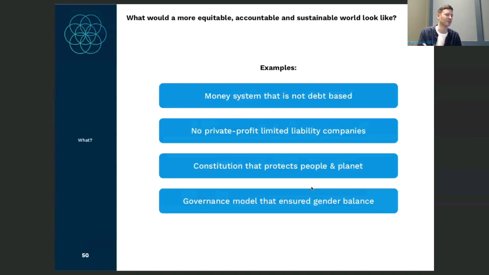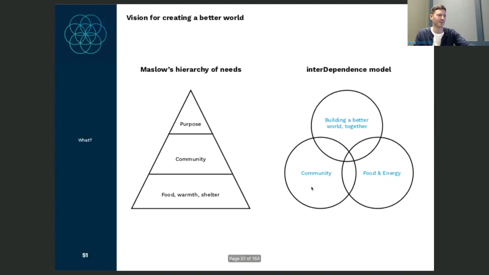This is just a few examples. But a governance model that ensured gender balance, for example. I really do think, obviously we can divide the population in many different ways, but you know, we're pretty much 50% men, 50% women, more or less. It is pretty ridiculous that we have such a massive gender imbalance at this stage. So these are just a couple of components, really, of thinking about how we might do things differently.